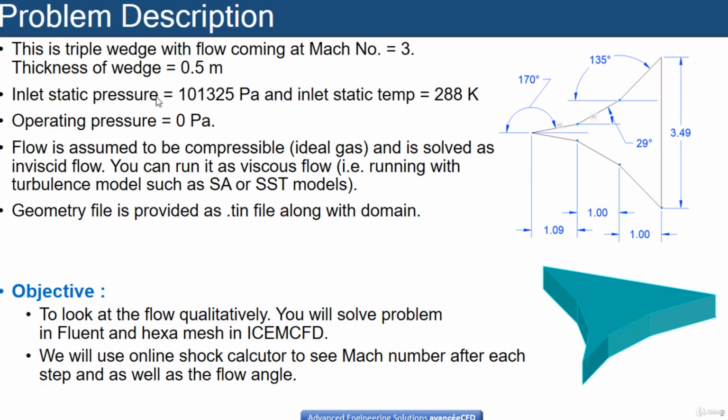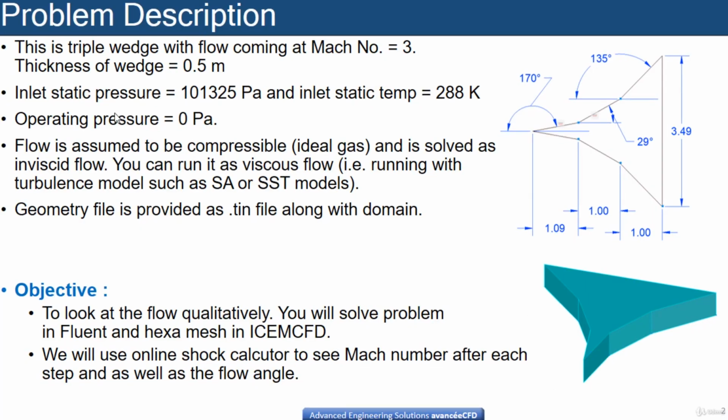The inlet static pressure is assumed to be 101325 pascals, and the inlet static temperature is assumed to be 288 Kelvin, though maybe I have put the value of 300 Kelvin, so you can change it. It should not change the results too much because we are not talking about the numbers, we are talking about the qualitative results. I just want to show you how the results will look in terms of Mach number, density, etc. The operating pressure is assumed to be 0 pascals, which is normally the case when we solve compressible flow.